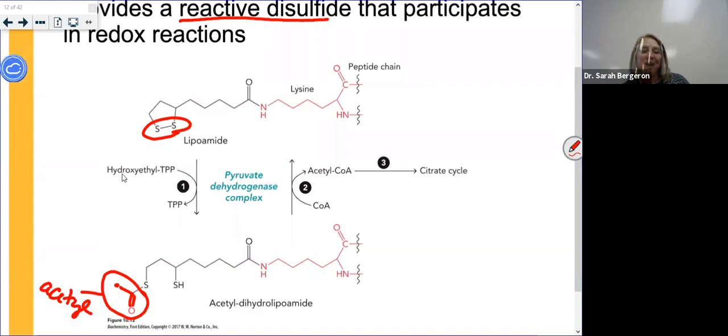So you're going to transfer it from TPP. So TPP is going to have that acetyl group, and then it's going to transfer away from TPP. So TPP is free, and the acetyl group is going to bind onto the lipoamide, and then now we'll have acetyl dihydrolipoamide. But it's going to make more sense when we look at the whole thing all together. Yep, it comes from TPP. So the acetyl group was in hydroxyethyl TPP, and then it gets transferred off of TPP onto our dihydrolipoamide.